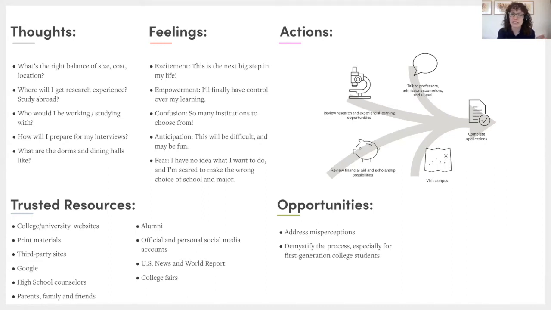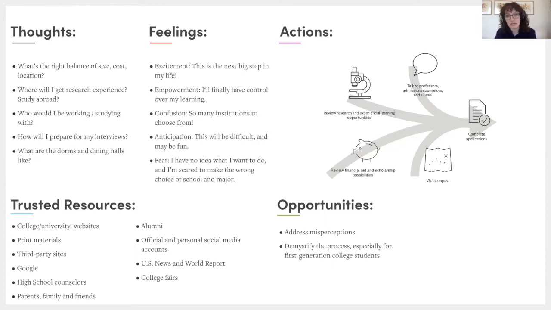The actions that we see in this phase, this is where we start to see a little bit more person-to-person contact. So things like talking to professors, talking to admissions counselors and alumni. If students are going to visit campus, this is the phase in which they typically do it. We also see students start to review financial aid and scholarship opportunities in a little bit more detail, and all the way through to actually putting that application together and submitting it. So the trusted sources of information in this phase are actually really similar to the first phase. Again, it's your website, it's your print materials, it's those third-party sites, and the same trusted sources of information in terms of people, parents, family, friends, counselors.